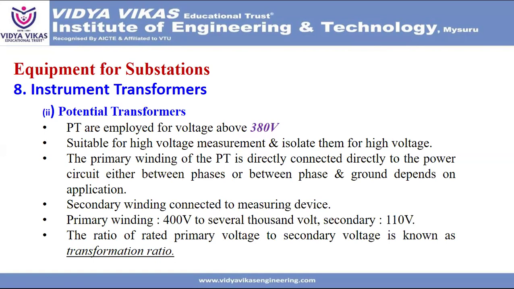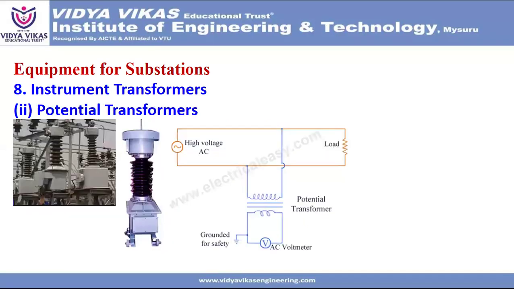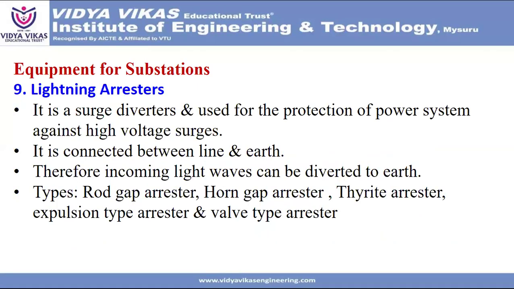Primary winding is 400 volts to several thousand volts. Secondary is 110 volts. The ratio of rated primary voltage to secondary voltage is known as the transformation ratio. This is nothing but a typical real-time block diagram of the potential transformer, and then a typical circuit diagram of the potential or voltage transformer.